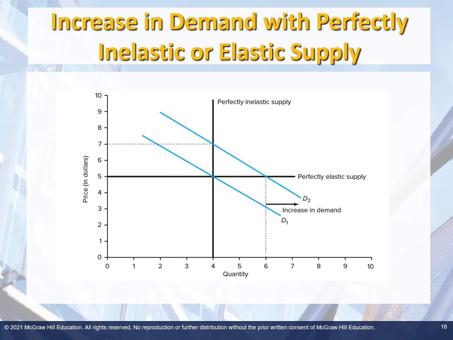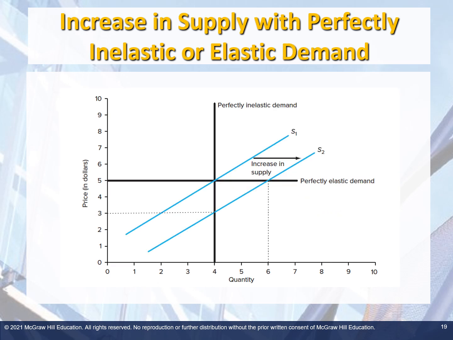When there's an increase in demand with perfectly elastic supply, the entire increase in demand is reflected in higher quantity with no change in price. For example, if the demand for a widely available commodity increases, producers can easily increase production to meet the demand without changing the price.